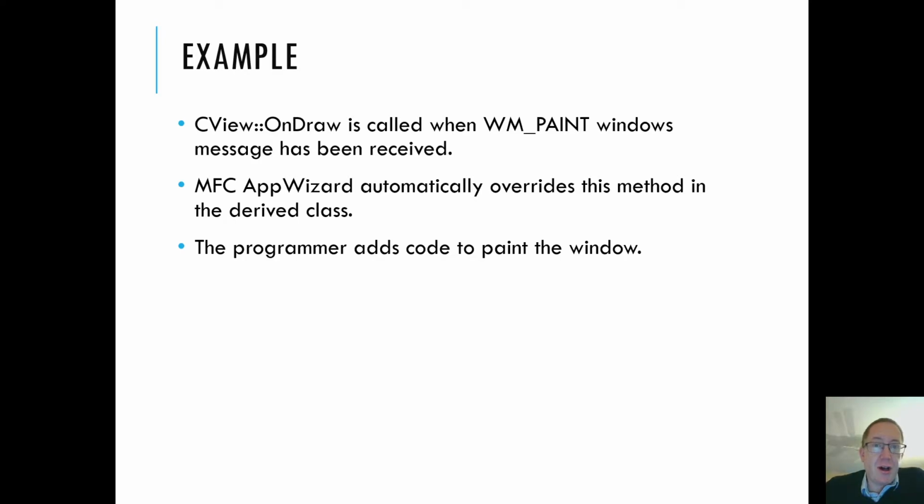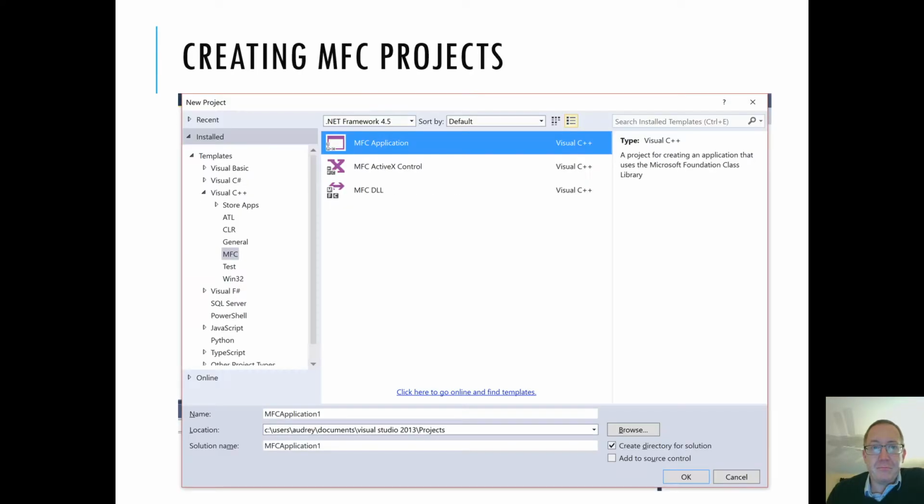The onDraw is called when the paint message comes through. You don't worry about that. Somebody else handles it. That's boilerplate code. That's automatically generated code. The app wizard automatically overrides these methods that you need to deal with, and if you wanted to add something to paint in the programmer's code, you could add something to paint.